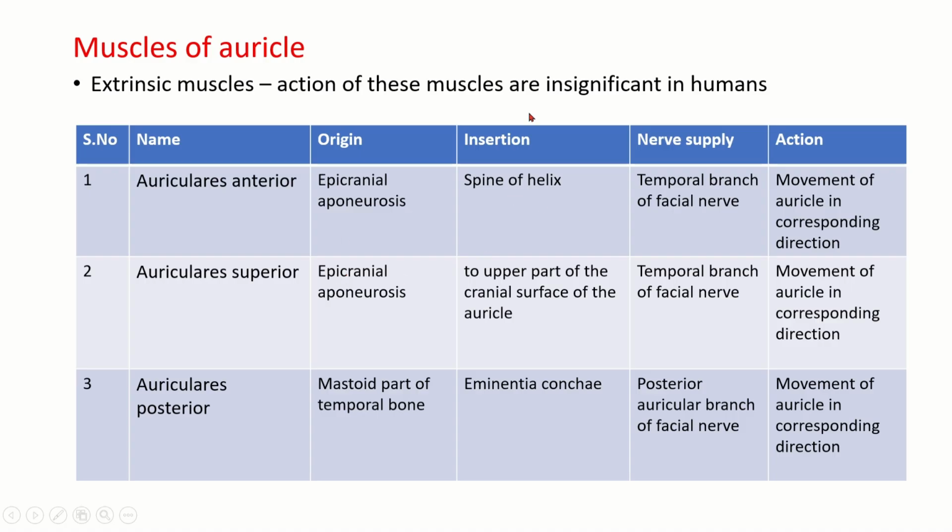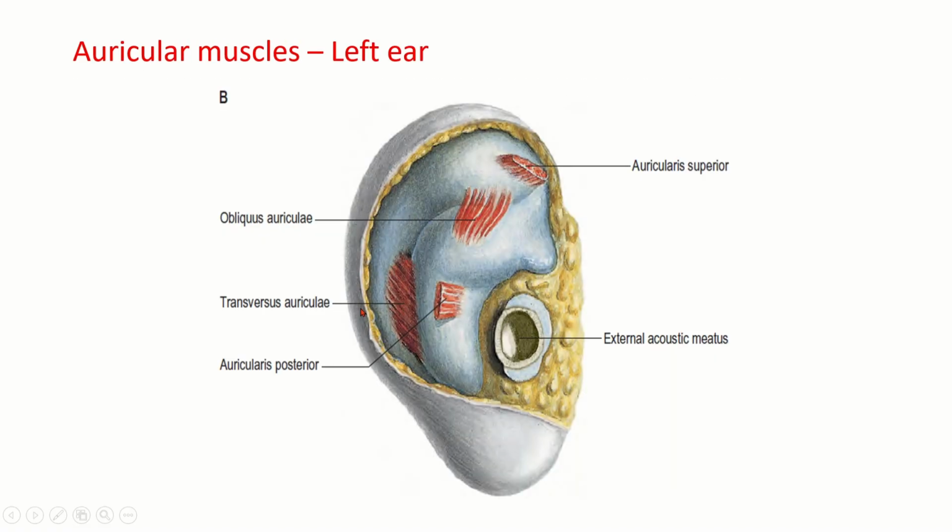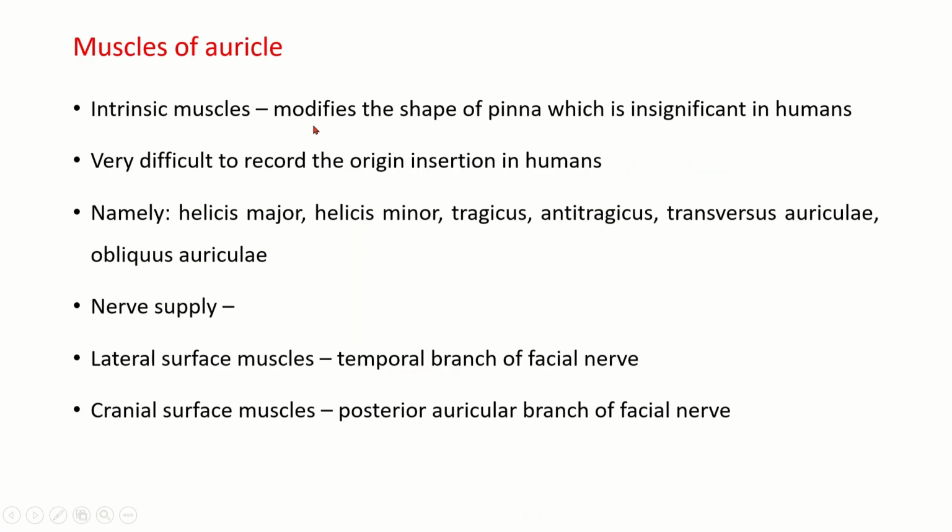It is very difficult to appreciate these movements in humans unless the person is practicing the movements from childhood. He might move the ears anteriorly, posteriorly, and superiorly with the help of these muscles. You can see here auricularis superior, and you can see here auricularis posterior. These two are the extrinsic muscles, whereas these two are the intrinsic muscles, obliquus auriculae and transversus auriculae. Intrinsic muscles will modify the shape of the pinna. Again, this is insignificant in humans. Very difficult to record the action in humans. They are helicis major, helicis minor, tragicus, antitragicus, transversus auriculae, and obliquus auriculae.